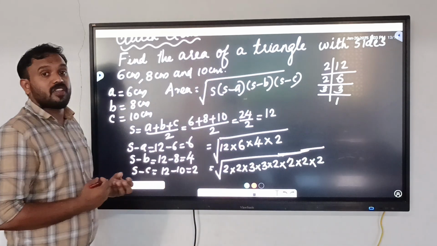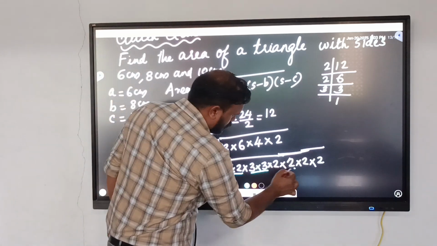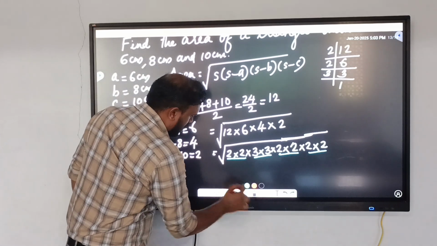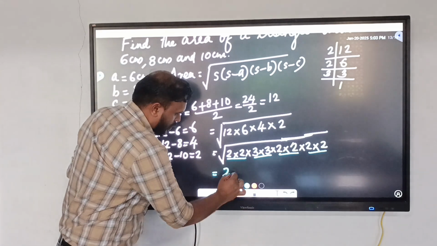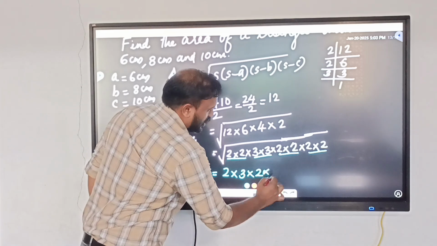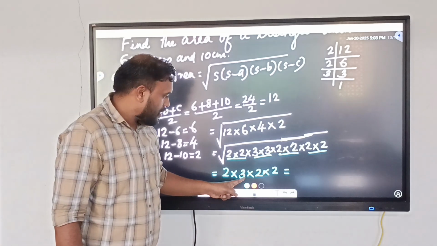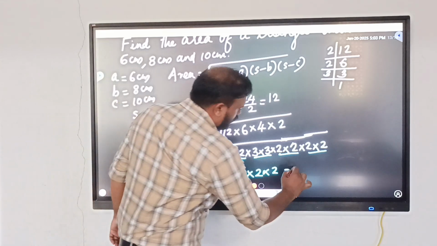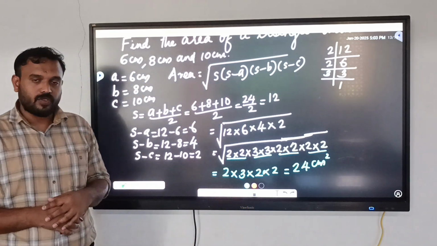Now we can take the pairs. So look here, one pair, here another one, and we will take one value from each pair. So what will be the values? From here we will take 2. And from here what will we take? Yes, 3. And here also 2. And finally from there also we take 2. That is 2 into 3, what is that? 6. Then again 6 into 2, that is 12, and 12 into 2 will be 24. So the area of this given figure will be 24 centimeters square.